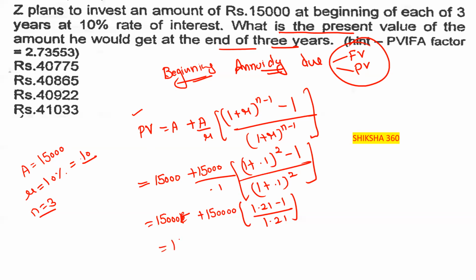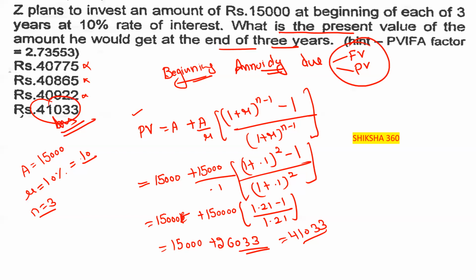So this comes out to 15,000 plus 26,033 rupees after solving. Overall, we get 41,033 rupees. So this one is the answer. In the examination, they will ask these different types of questions.